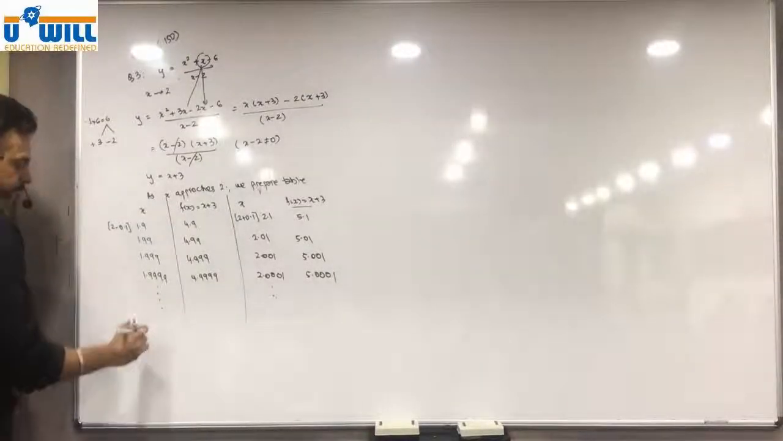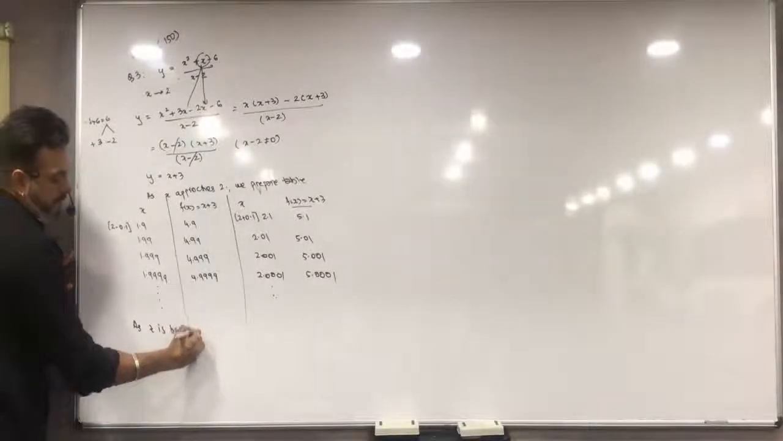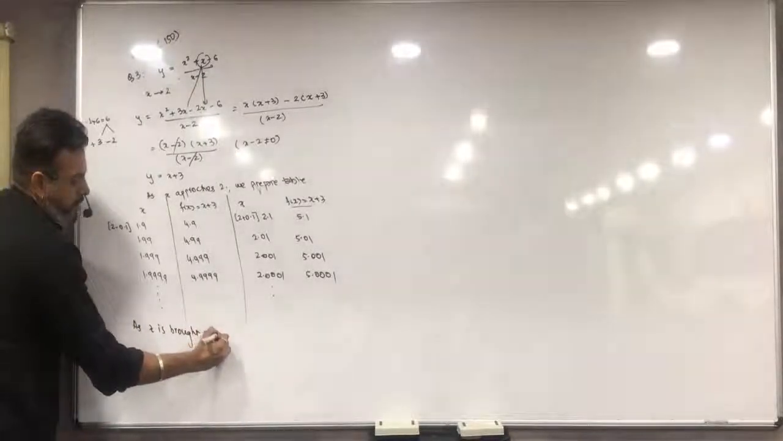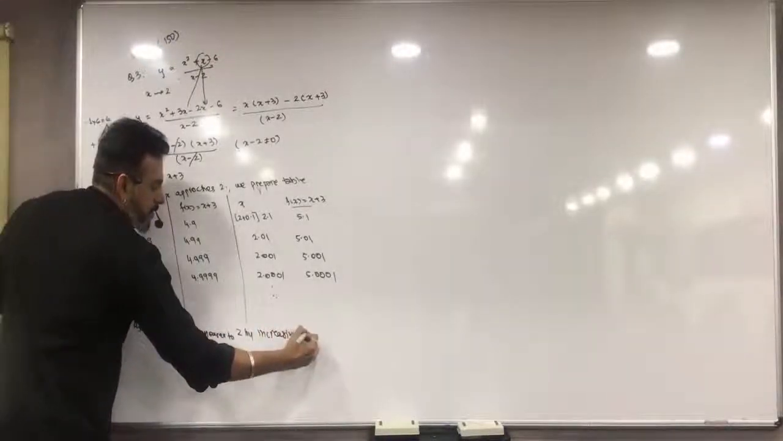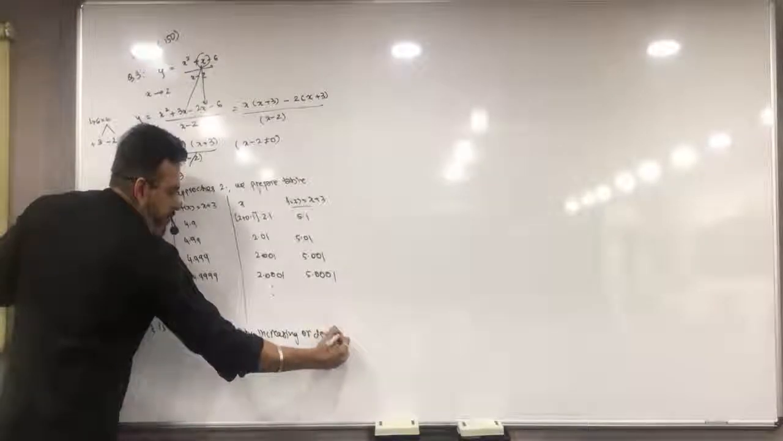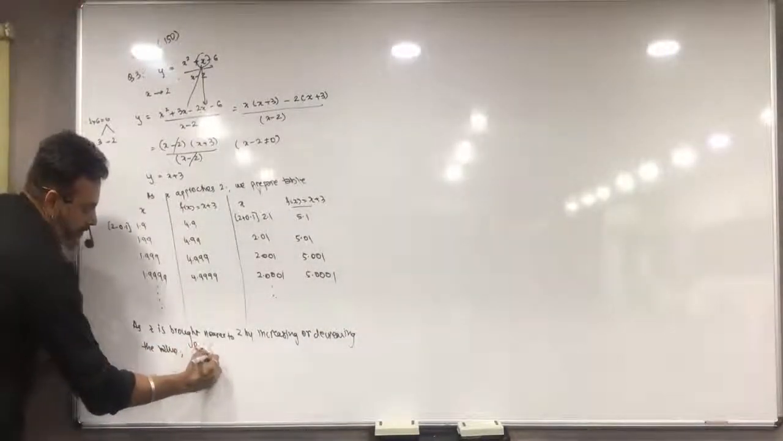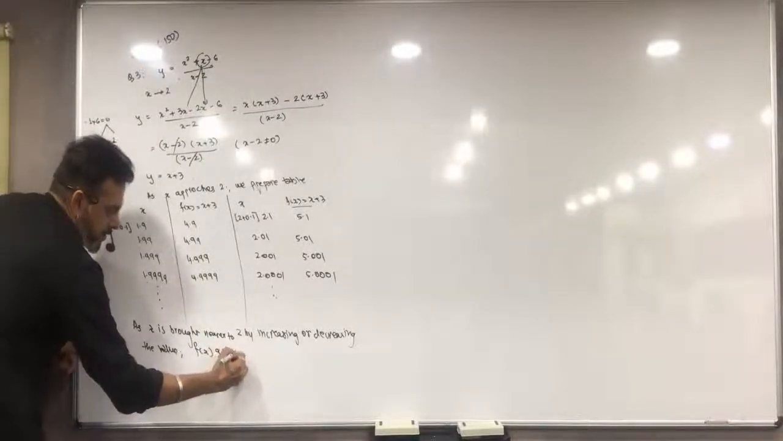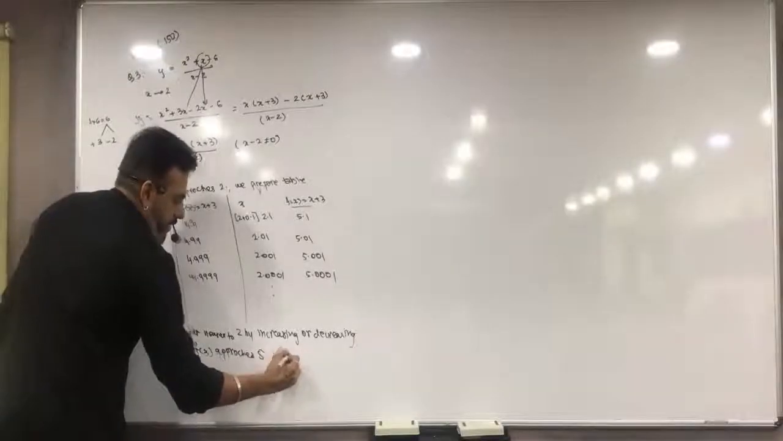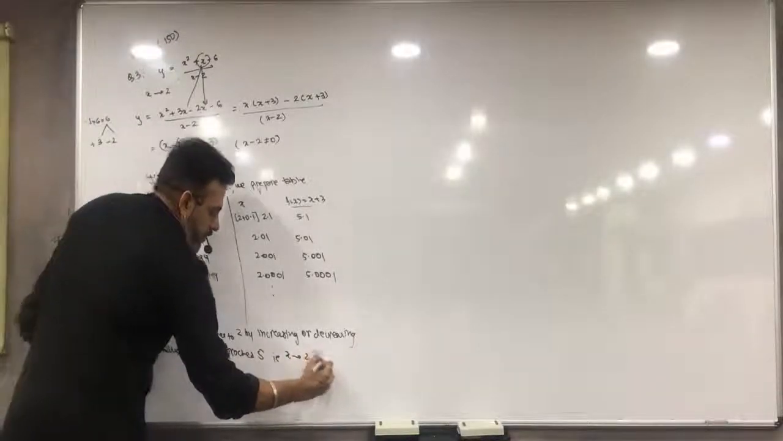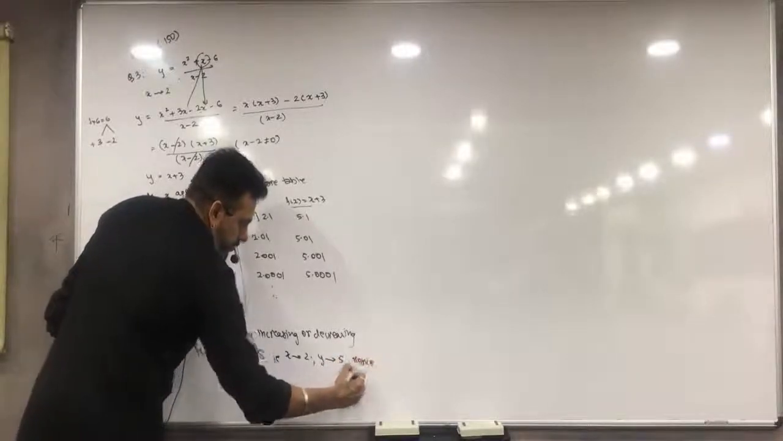As x is brought nearer to 2 by increasing or decreasing the value, f of x approaches 5. That is, when x tends to 2, y tends to 5. Hence proved.